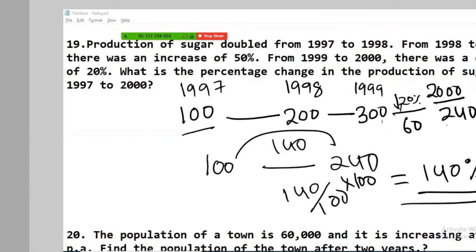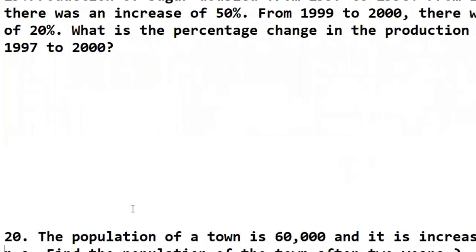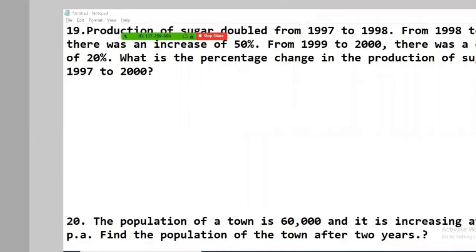Let's go to the next question. Look at here. What does the question talk about? The population of a town is 60,000 and it is increasing at 10% per annum. Find the population of the town after 2 years.